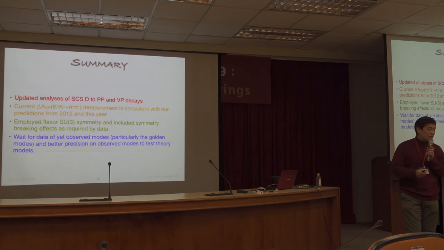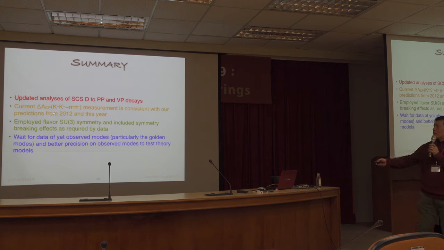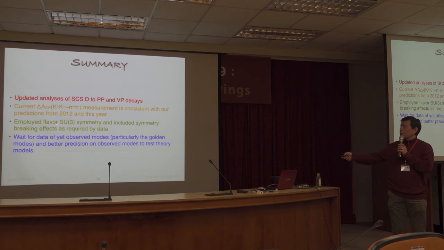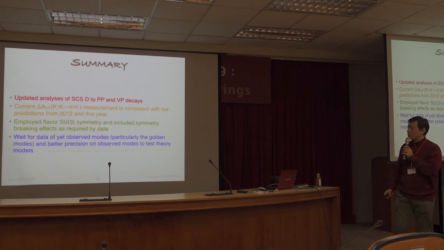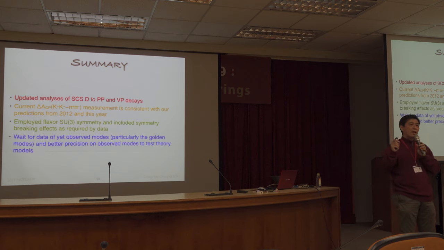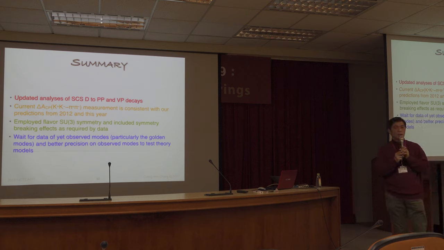Okay, so here's the summary. We updated our analysis, in particular for the singly Cabibbo-suppressed D decay to PP or VP modes, and I told you that the current measurement of this CP asymmetry difference is consistent with our prediction from 7 years ago and also our prediction again this year. We employ the SU(3) symmetry and also include some symmetry breaking factors as required by data, and then make predictions for all the branching ratios and CP asymmetry. And finally, I told you some golden modes that could be observed in the near future. Thank you.